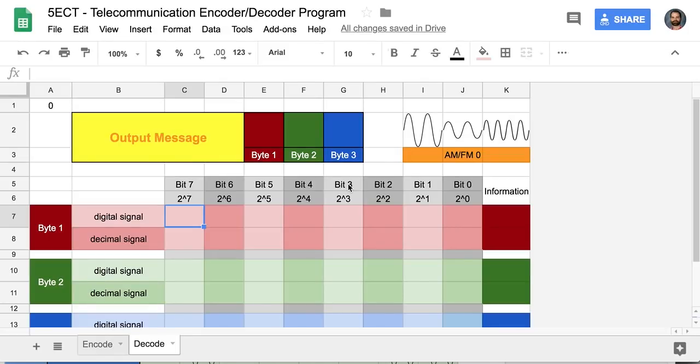We're in the decode part of the program, and I'm just going to mimic what was happening in the project. So I would be receiving my signal, and in this case I would have received 0, 1, 0, 0, 0, 0, 1, 1. Alright, now this is my digital signal, and I'm going to convert that to a decimal signal.